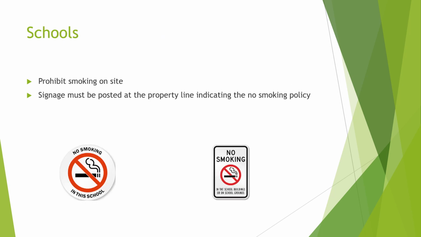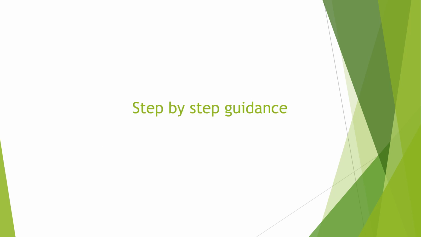For schools, the requirements are simply to prohibit smoking on site, and all signage must be posted at the property line indicating the no smoking policy. Here is some step-by-step guidance on the general requirements of this prereq.